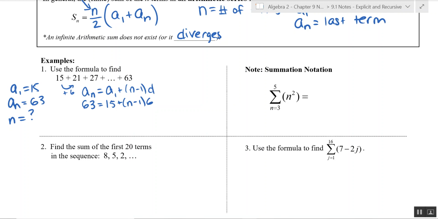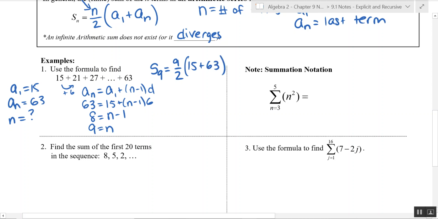If I subtract 15 and divide by 6, I wind up getting 8 is equal to n minus 1. And then if I add 1, I get 9 is equal to n. So what that tells me is that there are 9 terms in this series, and I can find the sum of the first 9 terms. So using the formula from above, I'm going to say 9 over 2 times 15 plus 63. And if we simplify that, that winds up being 351.